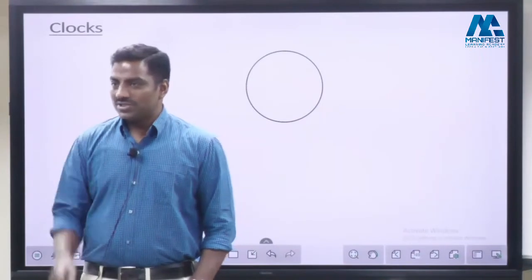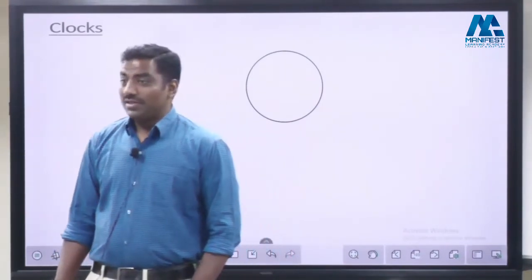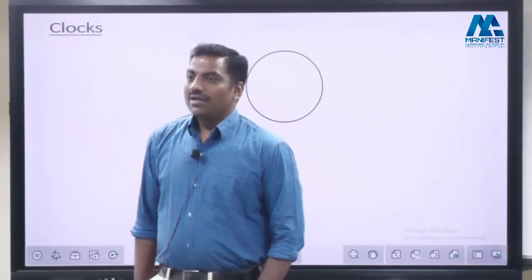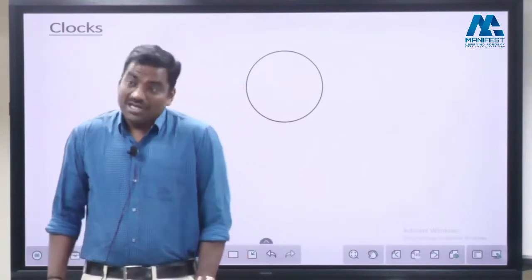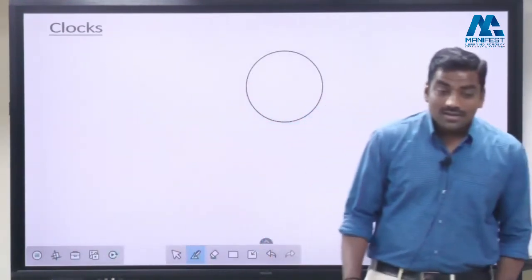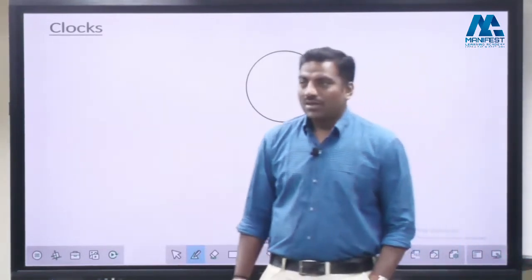What do you mean by dimension? In our GS and other subjects, we keep on using this particular word: many dimensions, multi-dimensional. Basically, it is a point of view.